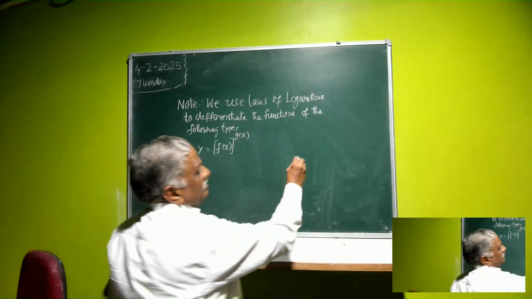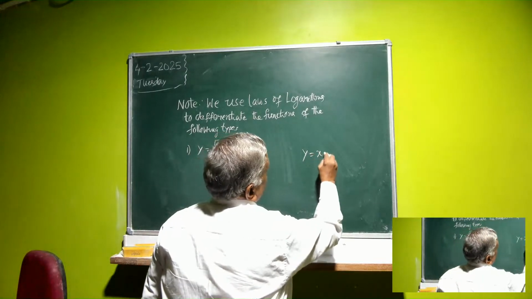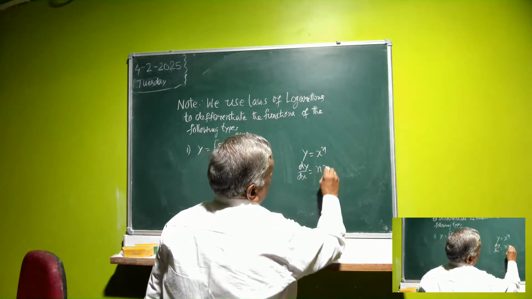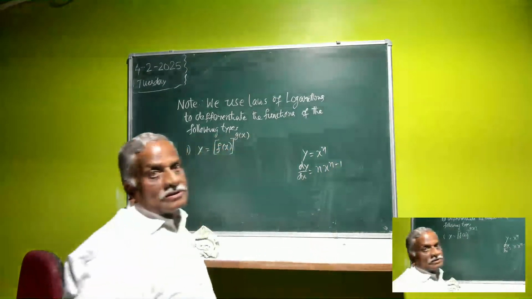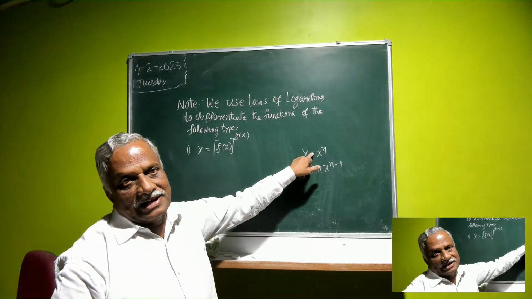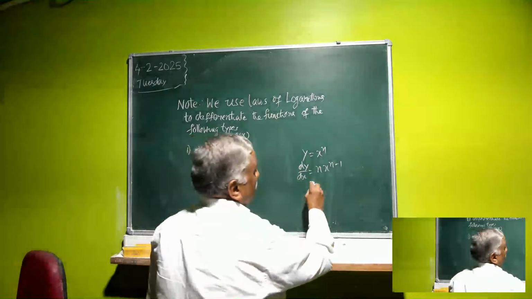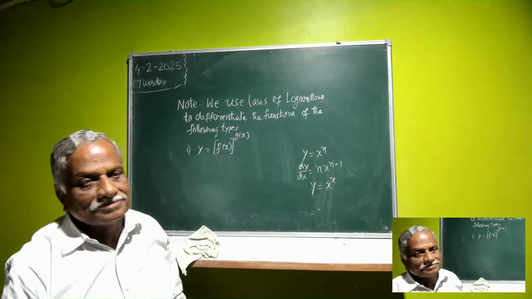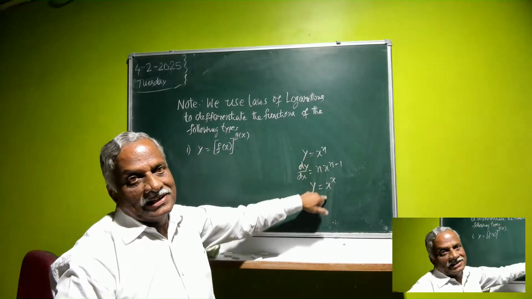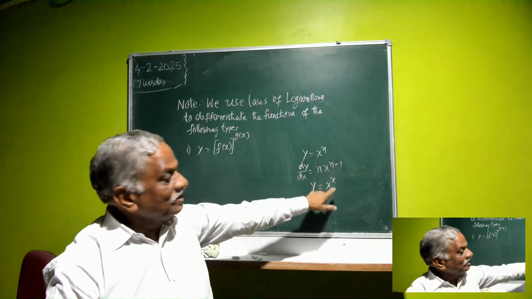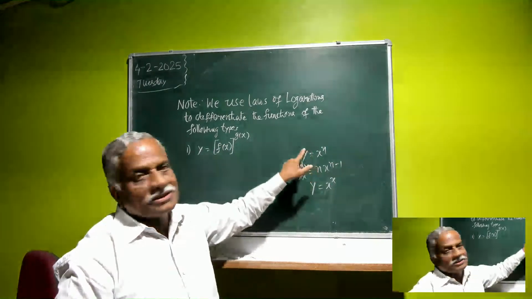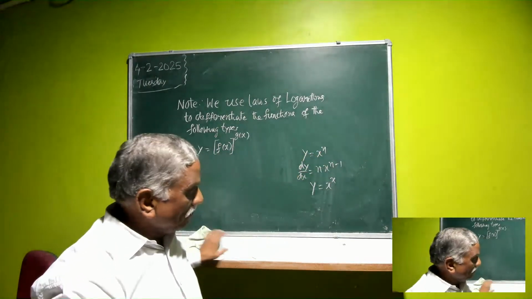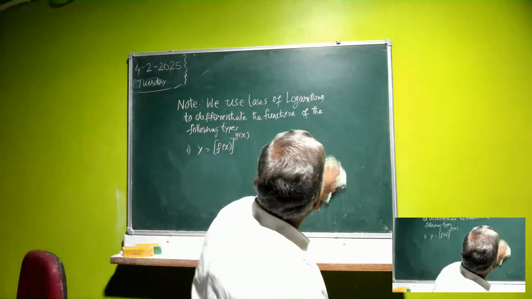For example, when I have y is equal to x to the power of n, dy by dx is n x to the power of n minus 1. But n is a number here, a rational number. But here, for example, x to the power of x, you cannot use this formula. I cannot write x to the power of x minus 1. Why? x is not a number. You should remember that this is applicable when n is a rational number.